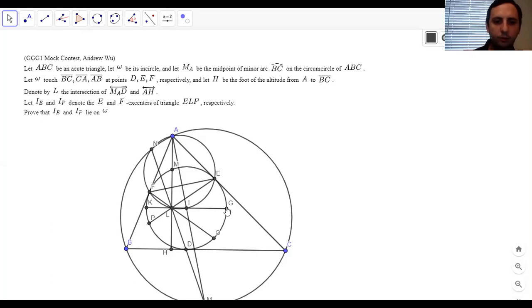But how does that tell us about G? I guess I'm a little confused. Because I lies on the perpendicular bisector of EO, and LI is perpendicular to EO. So L will lie on the perpendicular of EO. Okay, because we know I lies on the perpendicular bisector of EO. I think that's the key. But could we prove that IL is perpendicular to AH? Oh, yeah. I proved that in another video that IL is perpendicular to AH.